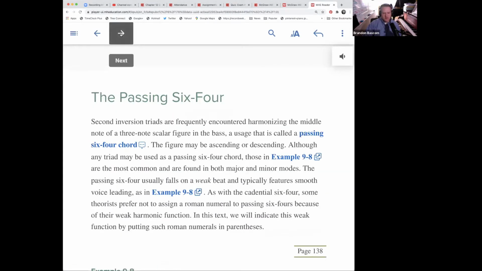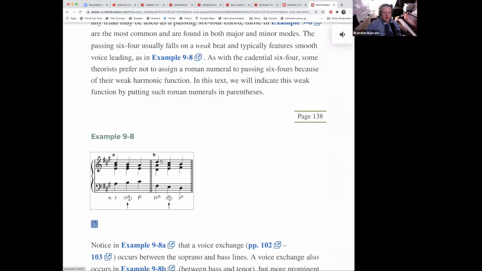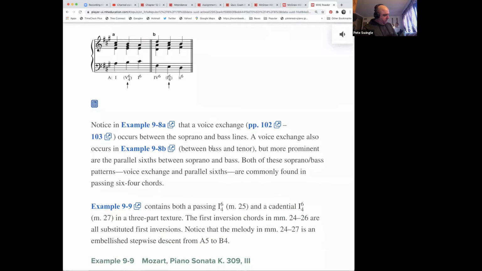The passing 6/4 chord can be ascending or descending. It usually falls on a weak beat. It's filling in the gap, filling in the step. Passing is most common with a 5 or a 1 6/4. Yes, I would know that for the test. Good.